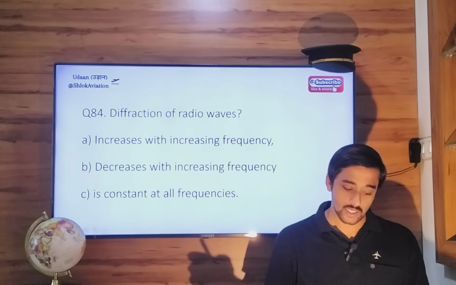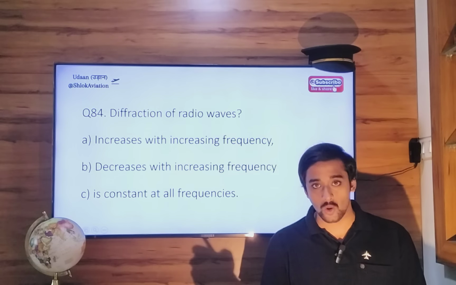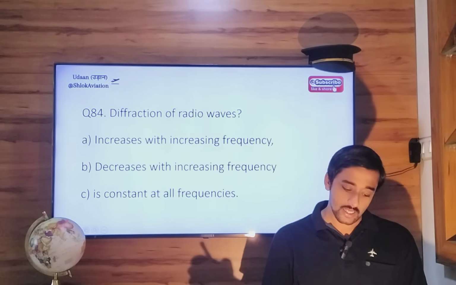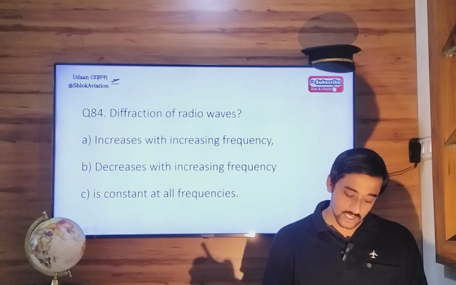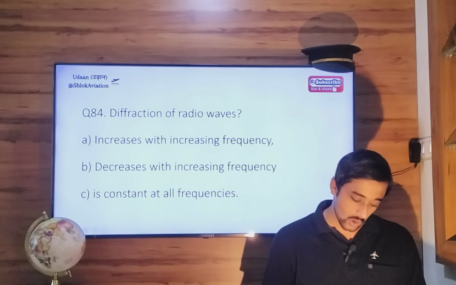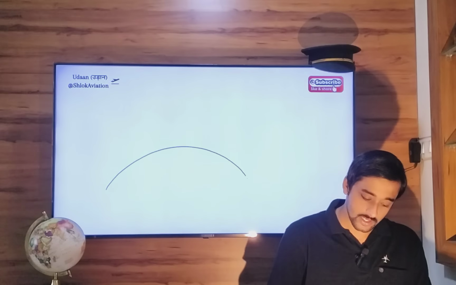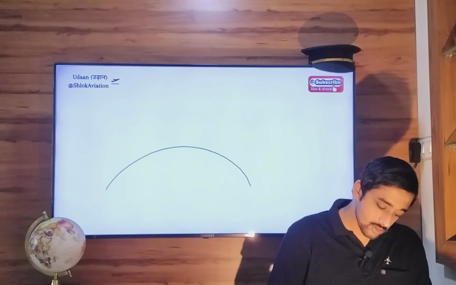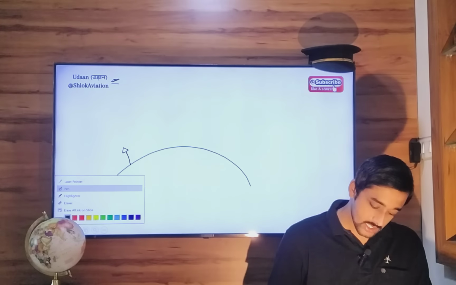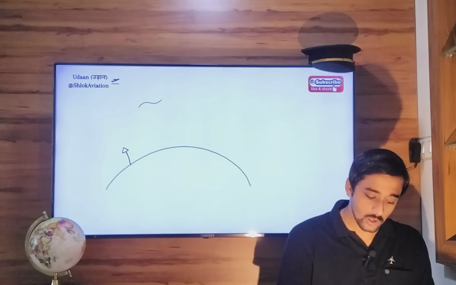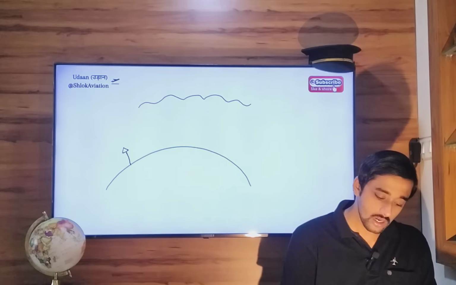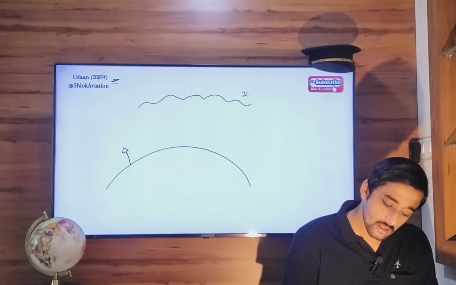Diffraction of radio waves. Diffraction is nothing but bending of radio waves. Increases with increasing frequency, decreases with increasing frequency, is constant at all frequencies. Let's say this is your Earth surface. Here is the transmitter. Consider this your ionosphere layer.